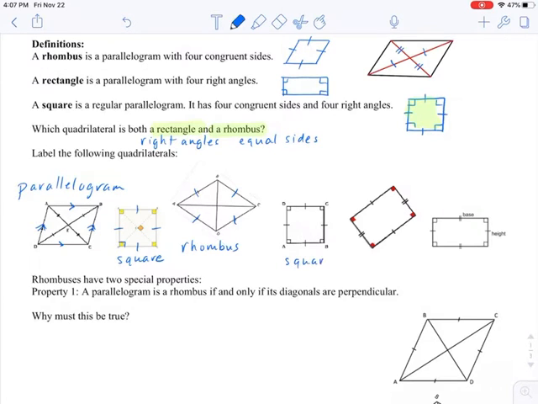Next, we have another square. Next, we have a rectangle. I know it's a rectangle because it's got four right angles. And the last figure is also a rectangle.